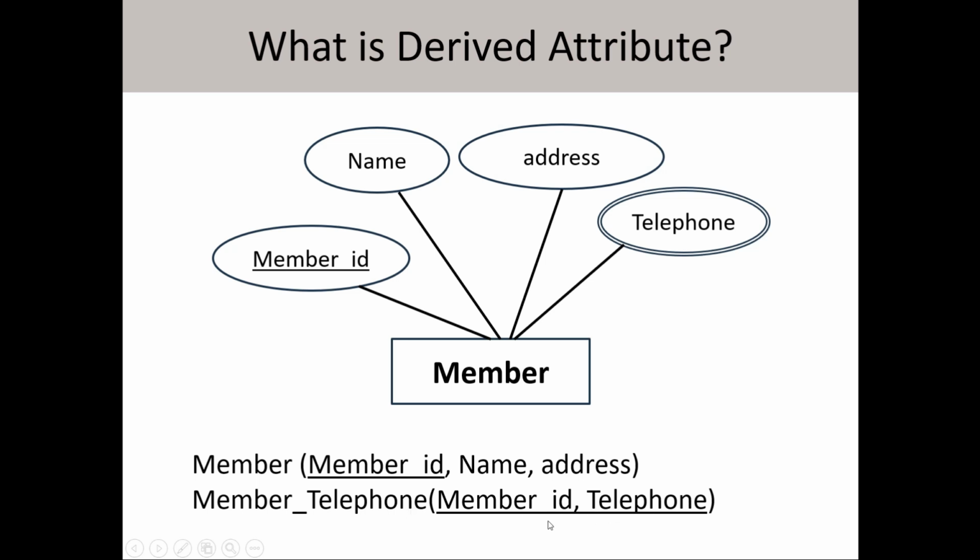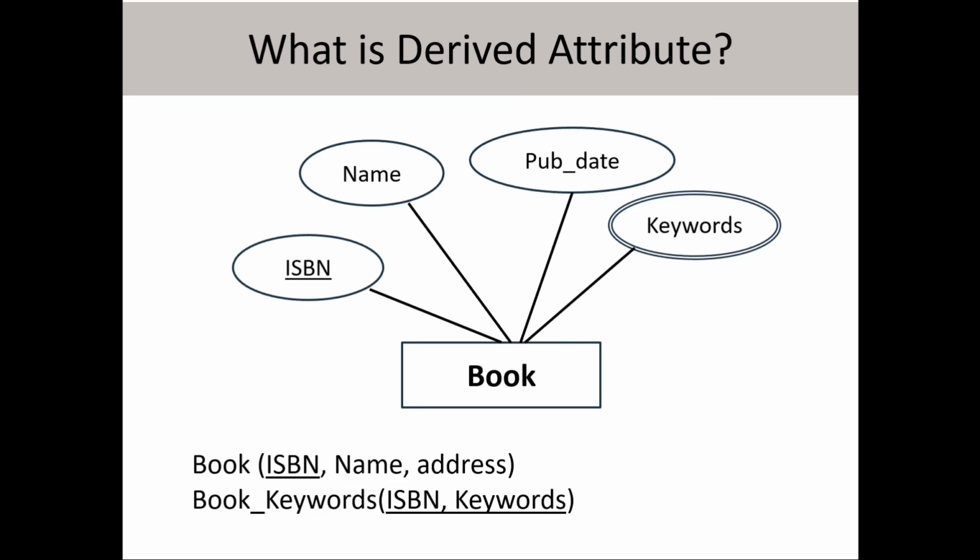The multivalued attribute should be included as a composite primary key with the key attribute of member entity. So I have underlined both member ID and telephone together. Here no redundancy because this has already been normalized. Understood? Carefully watch this example also.